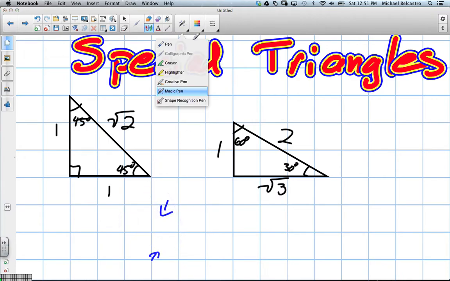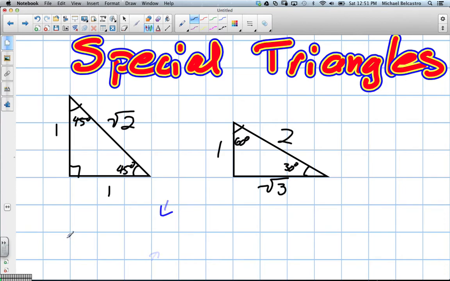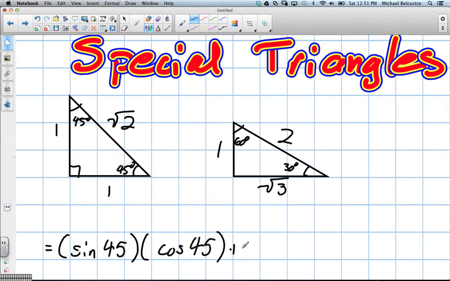So, for instance, they may give you a question, which I think they have here, that says find the exact value of sine 45 multiplied by cos 45 plus sine 30 multiplied by sine 60. Okay.